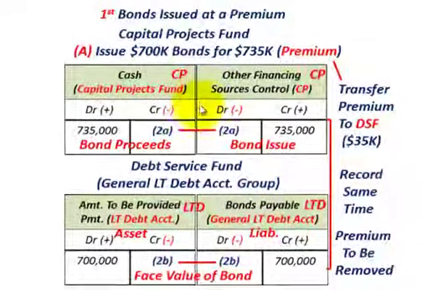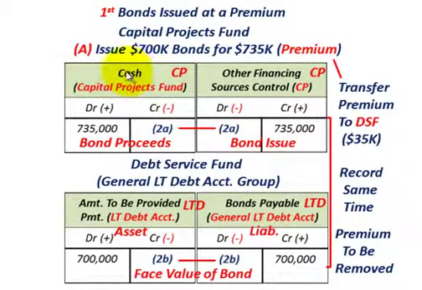Okay, so starting with our capital projects fund, we would have our cash account, and I'm showing it in T account form. What we have to be concerned about is the titles under each of our account groups. When you're dealing with governmental accounting, be concerned with your titles. So under our cash account in the capital projects fund, we're going to debit it for $735,000. That is the bond proceeds that we received, the bond face amount plus the premium amount.